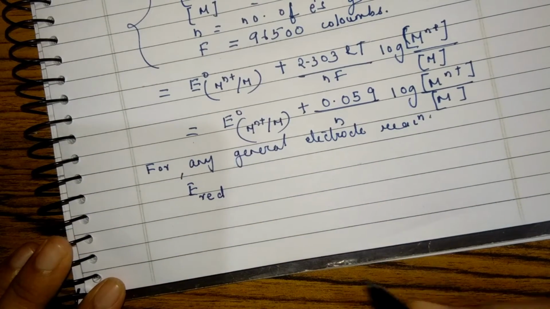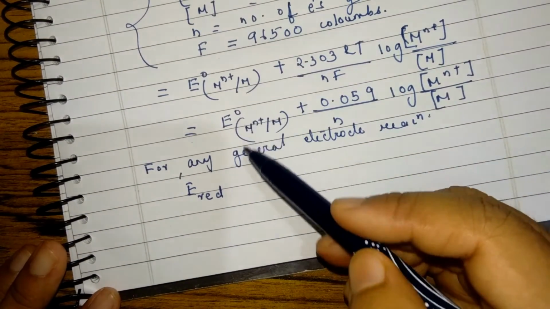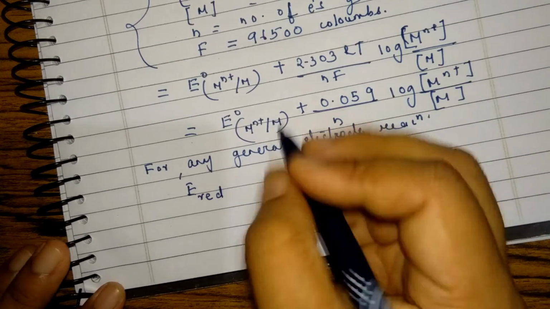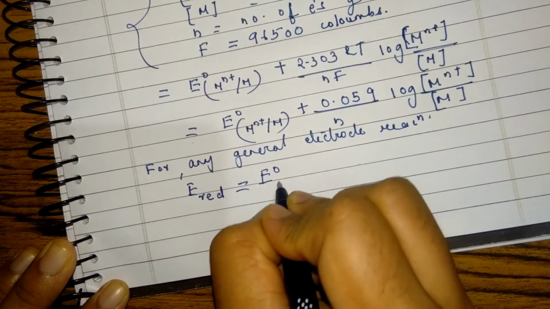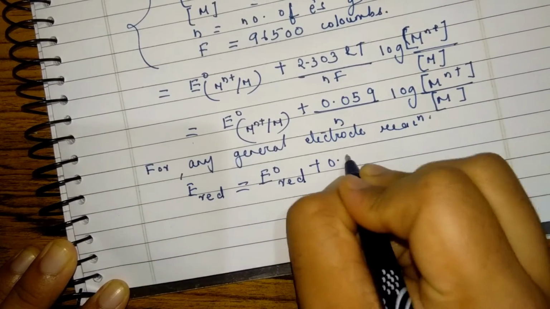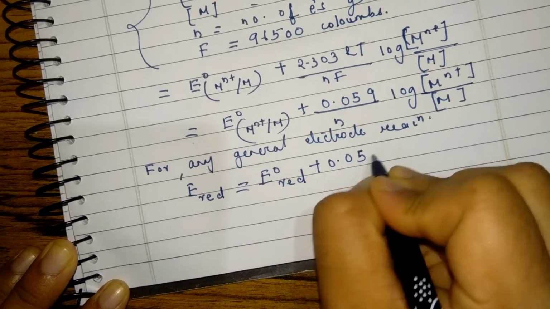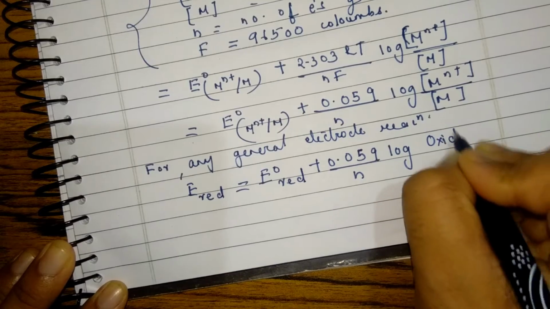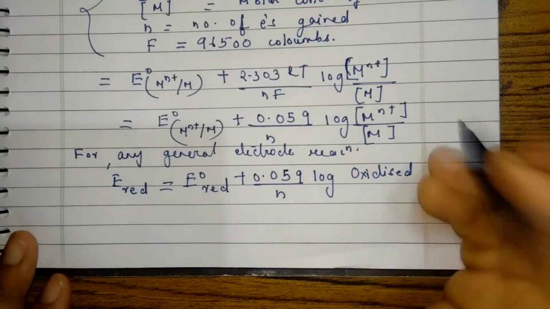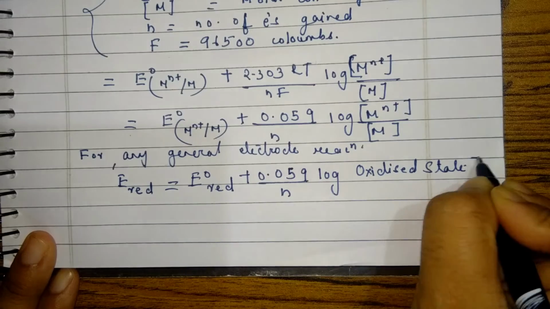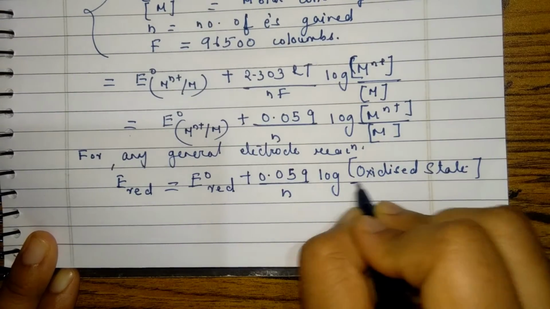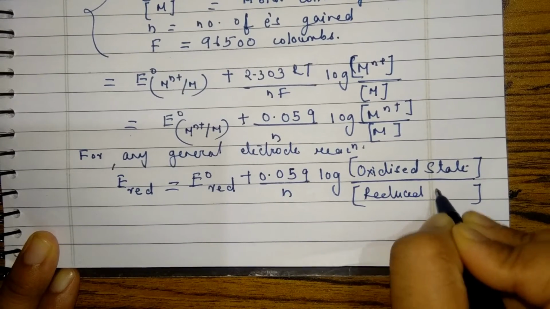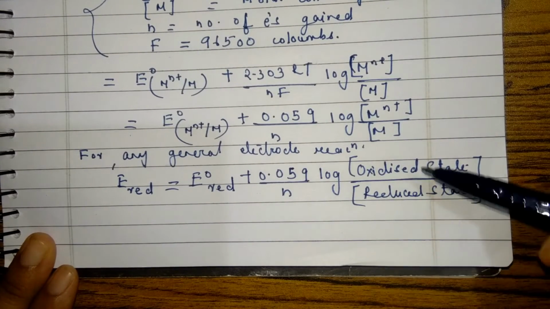Why are we writing it as reduction? Because we already said, while applying the Nernst equation, electrode potential is always taken as what? It is taken as reduction potential. So, E0 reduction plus 0.059 by n log, what can we write in another way? We can write it as the molar concentration of the oxidized state by the molar concentration of the reduced state.